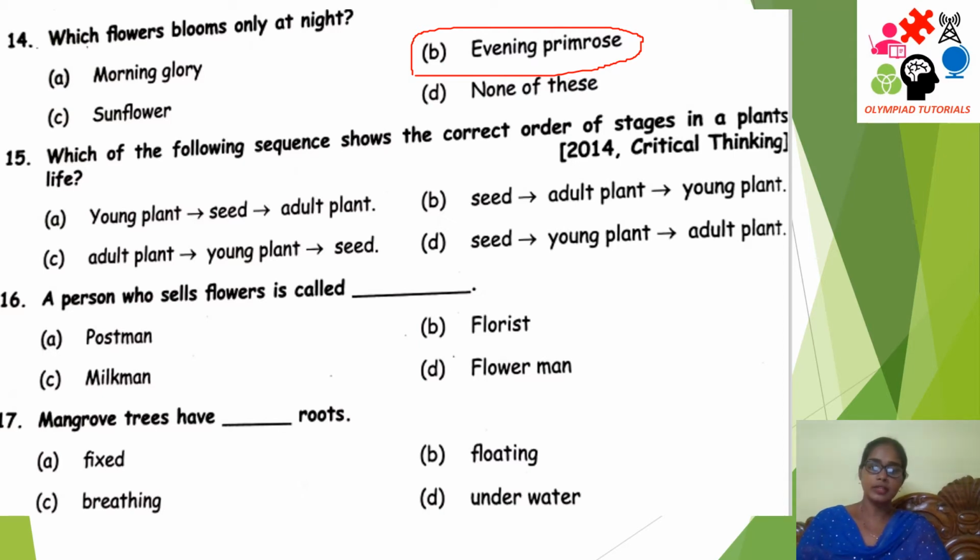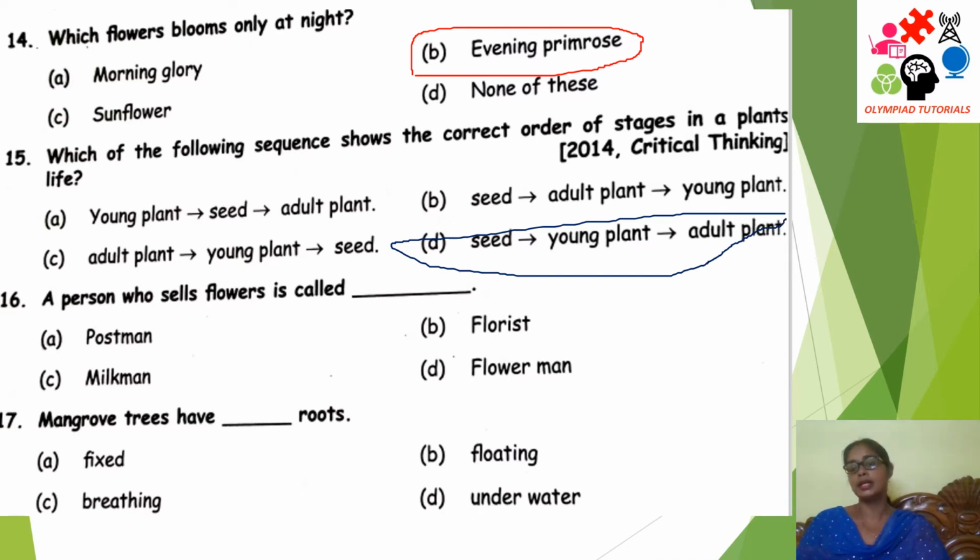So here after inspecting all the four options, you will see that option number D is correct. If you plant a seed, it is going to give you a young plant, and from that young plant you will get an adult plant. Next question. A person who sells flowers is called postman, florist, milkman, flowerman. So here your option number B, florist, is the correct answer.